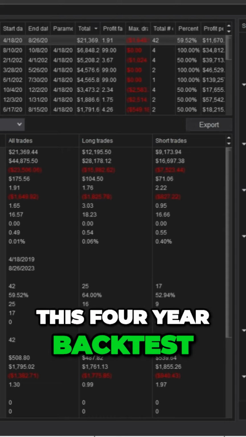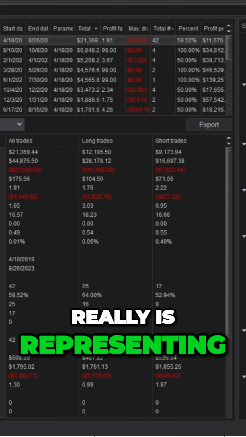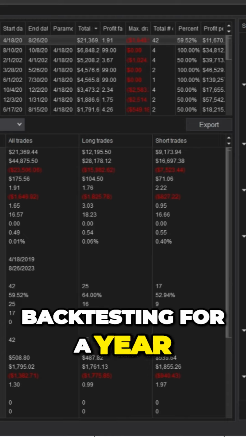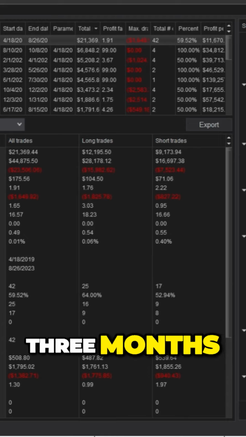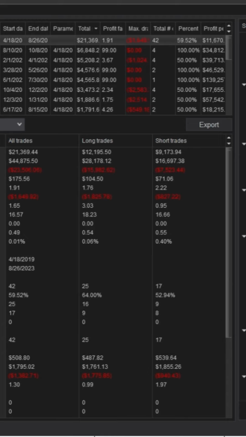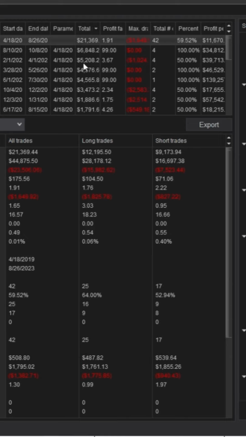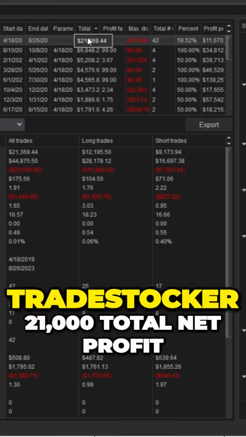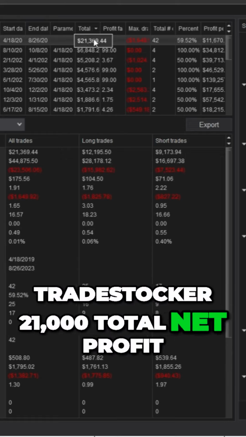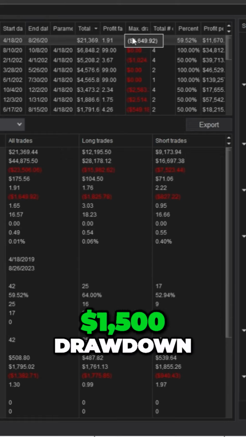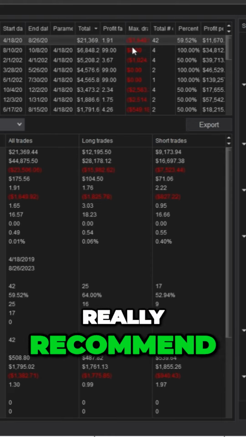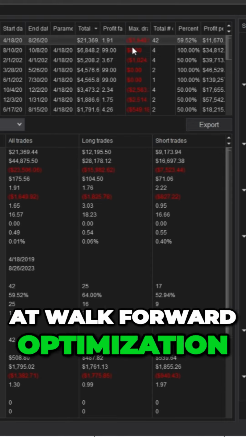So this 4-year backtest really is representing backtesting for a year and then upkeeping every 3 months. So I upkeep quarterly, so that's what that 60 days is actually looking at. And as we can see, TradeStalker, $21,000 total net profit over those 4 years, $1,500 drawdown. I really recommend you take a look at walk forward optimization.